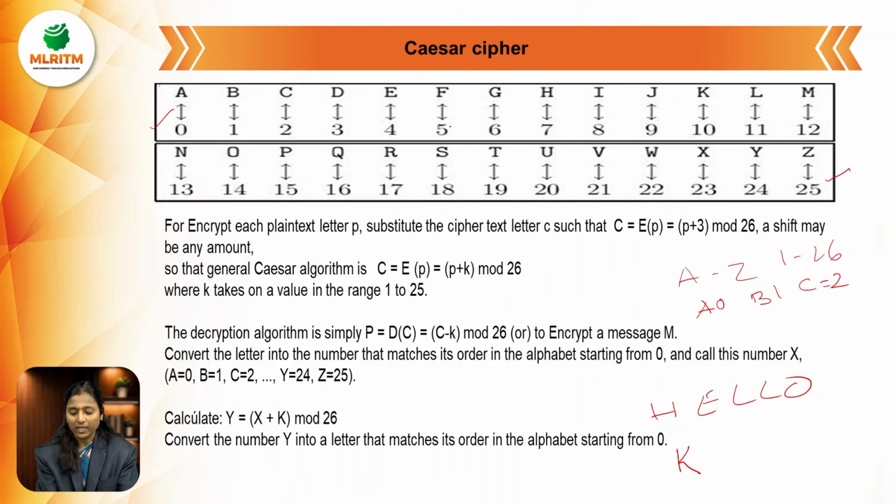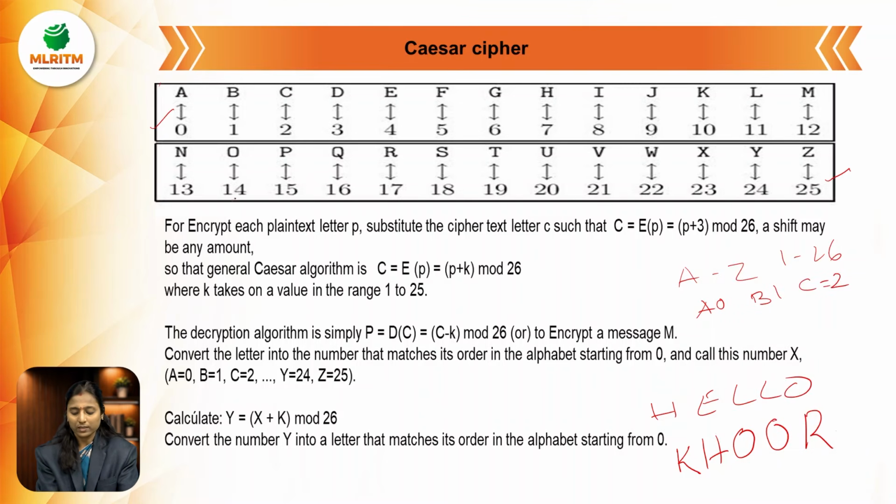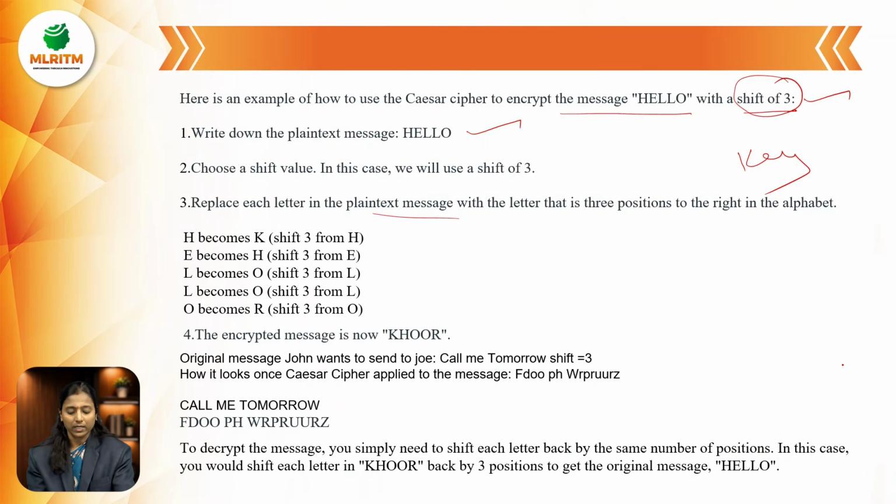The next is E. E is replaced with the shift of 3, F-G-H, so H. And next is L. L is replaced with M-N-O, meaning O. The other L is also replaced with O. Then O is replaced with P-Q-R, shifting by 3. K-H-O-O-R. This is the cipher text for the plain text. With shift 3, hello becomes KHOOR. This is the encrypted message for hello.